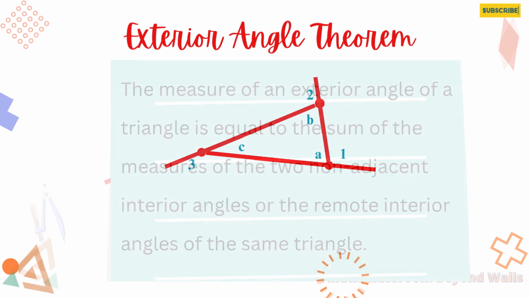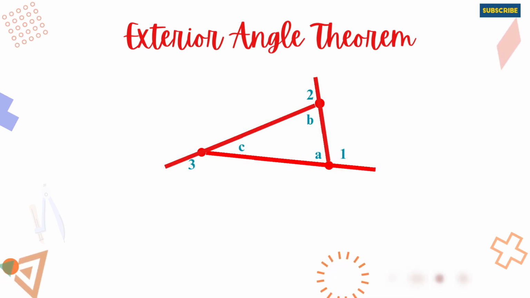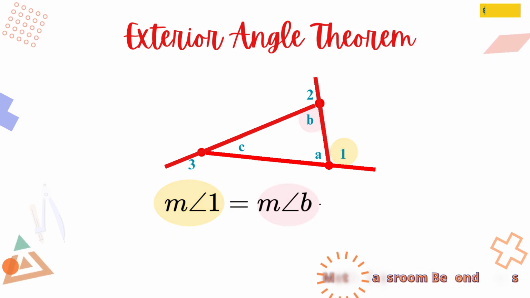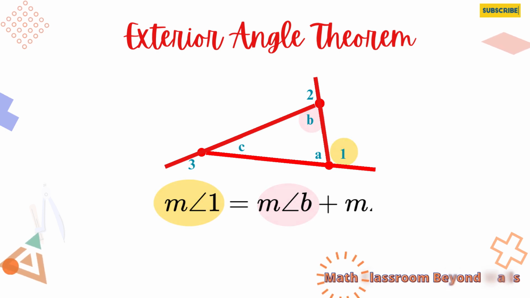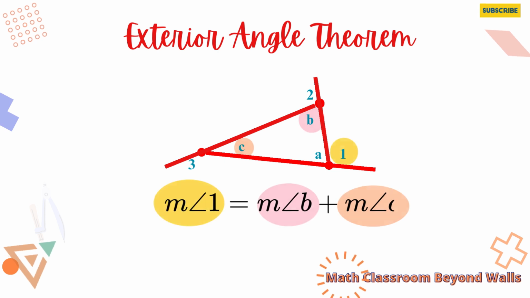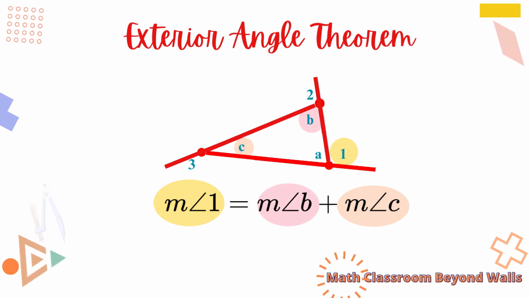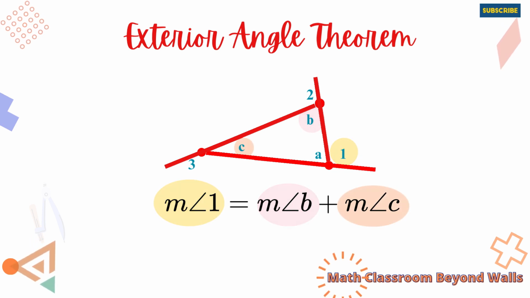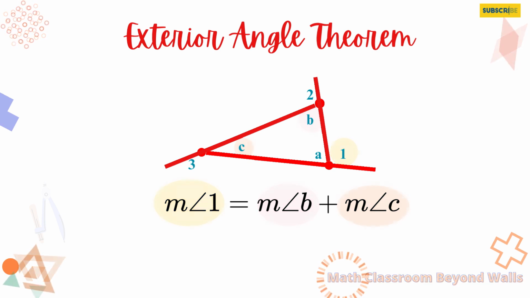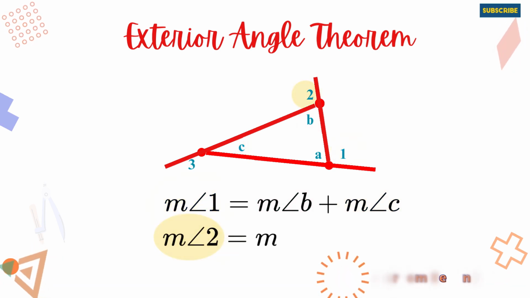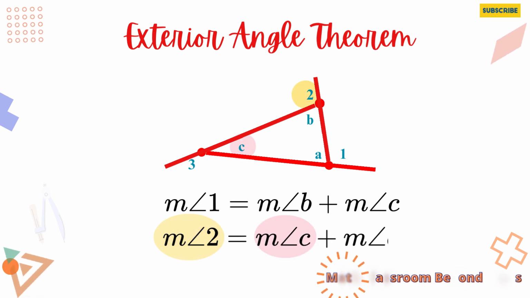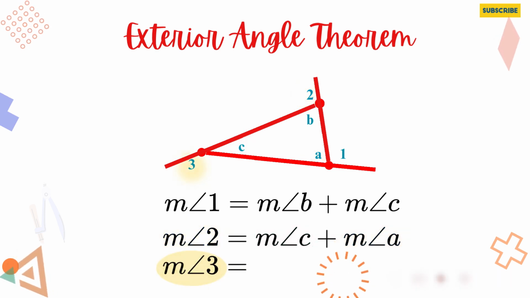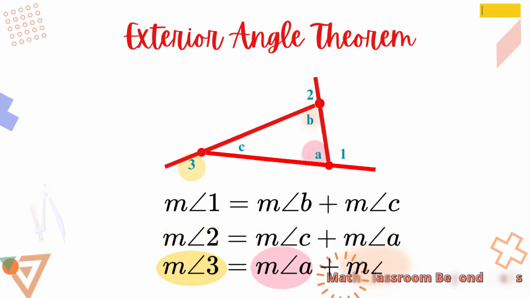Thus, with the triangle that we have here, the measure of exterior angle, angle 1, is the measure of angle B plus the measure of angle C, where angle B and angle C are non-adjacent interior angles or the remote interior angles to angle 1. It then follows that the measure of angle 2 is the measure of angle C plus the measure of angle A. And the measure of angle 3 is the measure of angle A plus the measure of angle B.